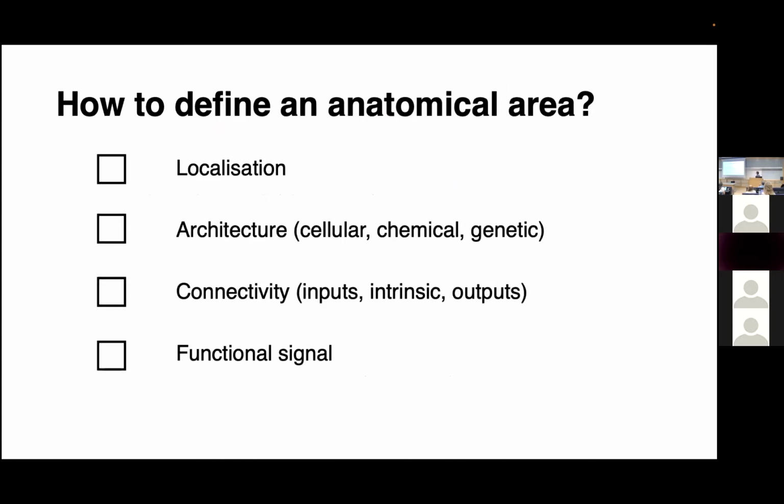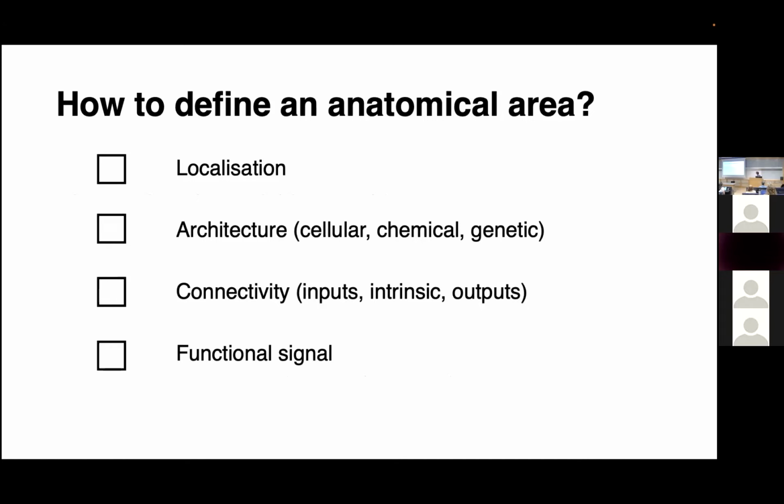So when we want to define an anatomical area, we can look at the localization. We can look also at the architecture, whether it's in an MRI with different sequences or so on. But the histology as well, there are different components. We can look at the cellular architecture, cytoarchitecture, the chemoarchitecture, the genome architecture. And this gives us additional elements in order to delineate these different areas.